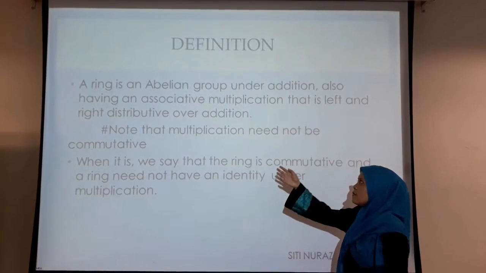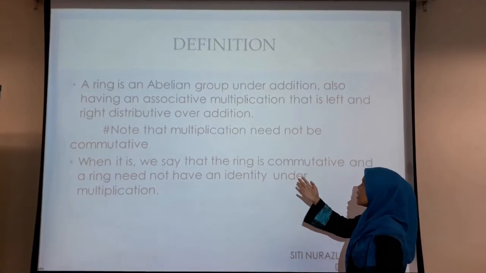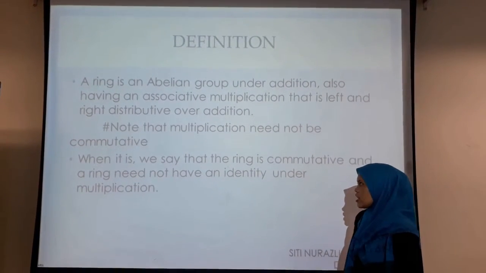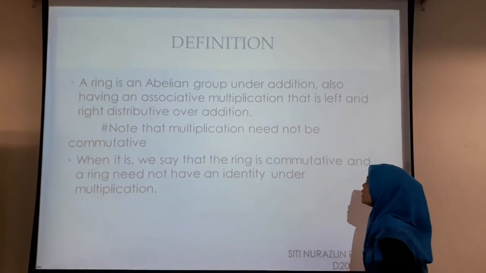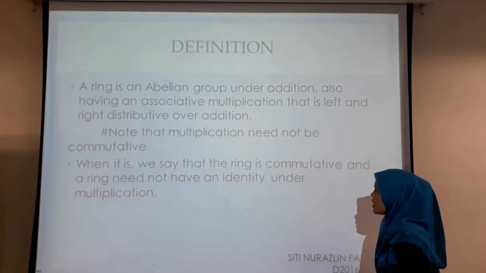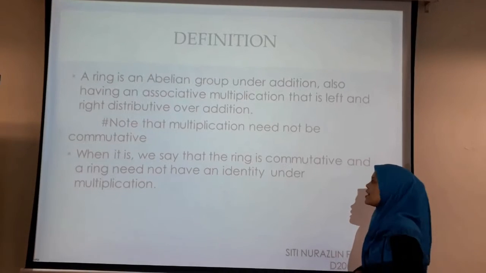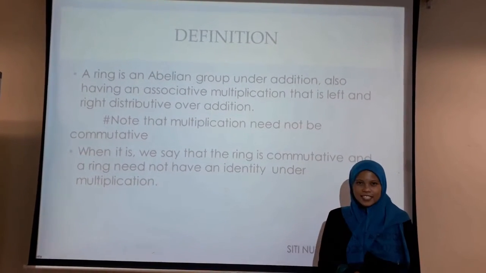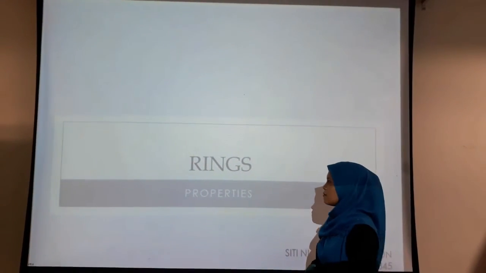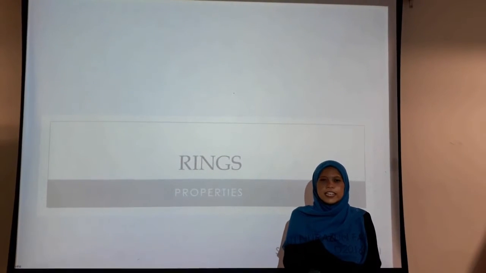A ring is an abelian group under addition and also has an associative multiplication that is left and right distributive over addition. Note that multiplication need not be commutative. When it is, we say that the ring is commutative, and a ring need not have an identity under multiplication. Next, I will explain the properties of ring. There are 3 properties of ring that I will explain.